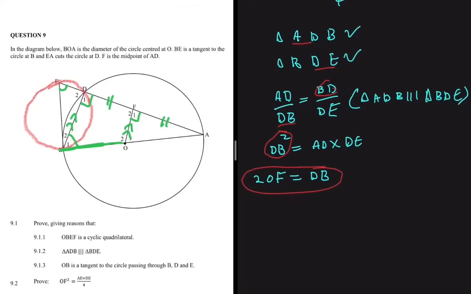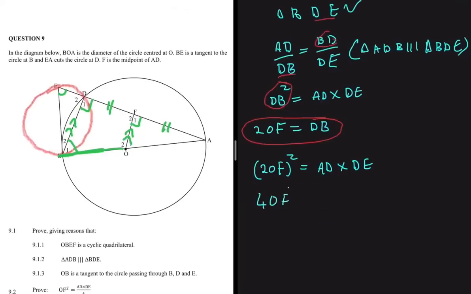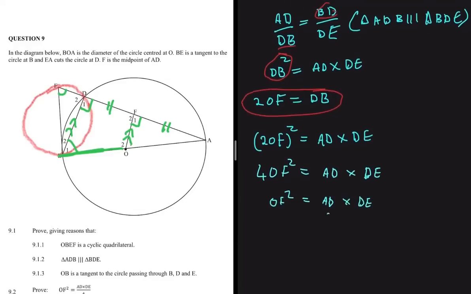So if we substitute that back in our equation, we're going to get 2OF squared being equal to AD multiplied by DE. It should be easy to see now that we're going to get 4OF squared is equal to AD multiplied by DE. So now we're dividing both sides by 4, right? If we do that, we get OF squared is equal to AD multiplied by DE, and then everything divided by 4.